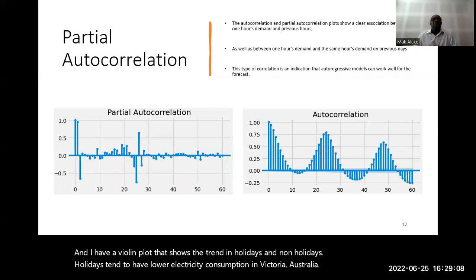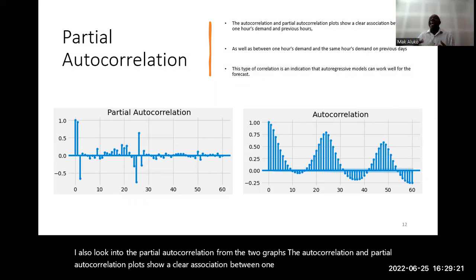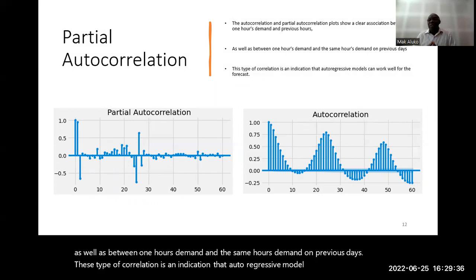I also look into the autocorrelation and partial autocorrelation from the two graphs. The autocorrelation and partial autocorrelation plots show a clear association between one hour's demand and previous hours, as well as between one hour's demand and the same hour's demand on previous days. This type of correlation is an indication that an autoregressive model can work well for the forecasting.